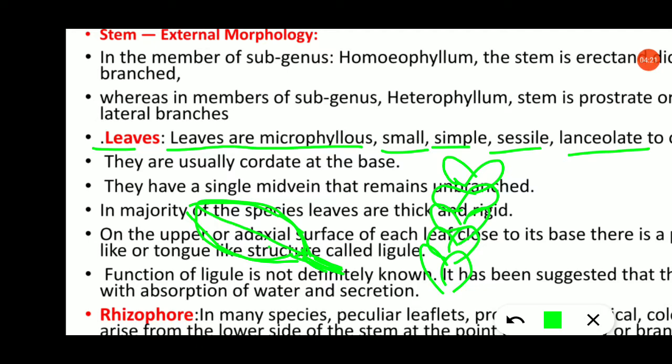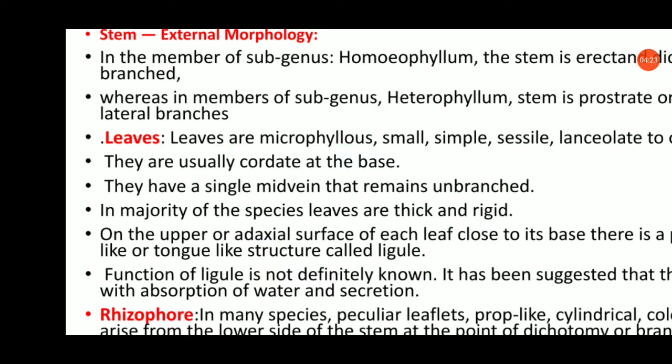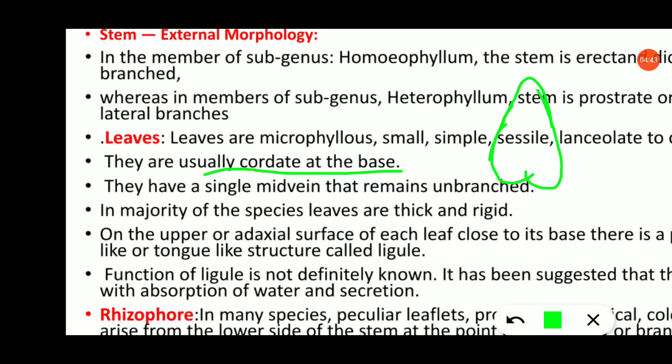Then the next point is they are usually cordate at the base. What do you mean by cordate? Cordate is related to the heart. As you see the structure at the base, it looks like a heart shape. Here at the base you can see this heart shape, therefore it is called cordate at the base. This point clear?